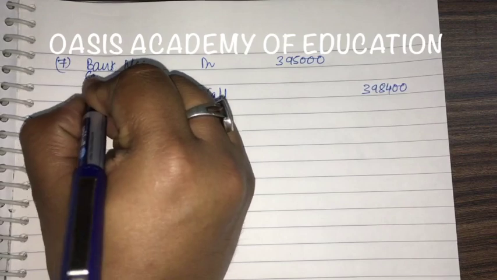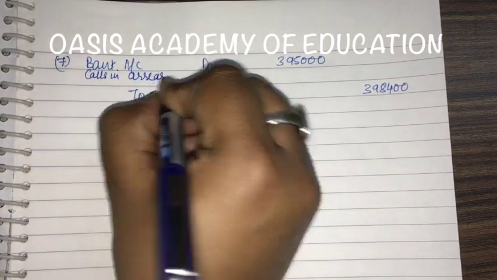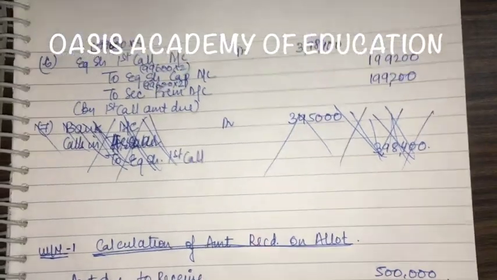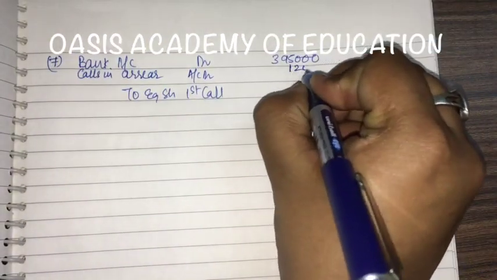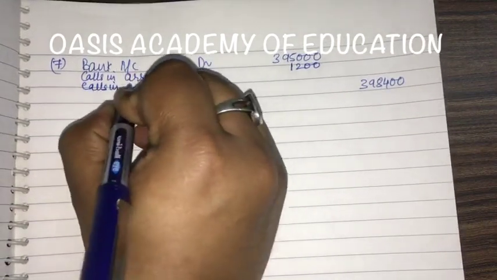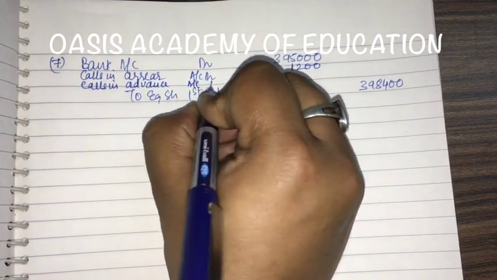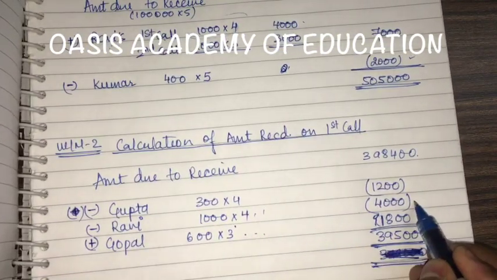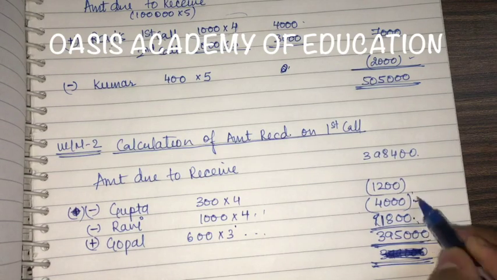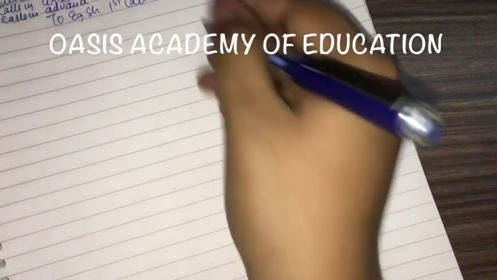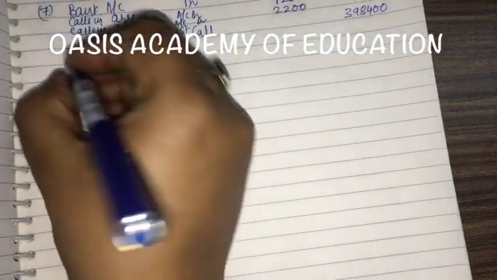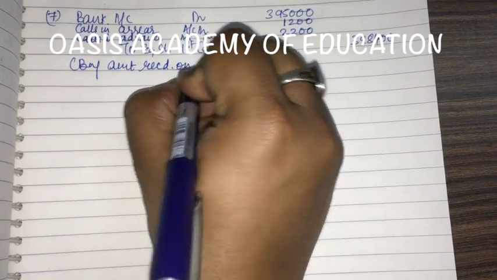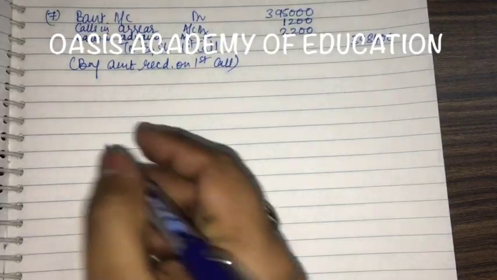Now, first thing that we are going to adjust out here is calls in arrear, that is of 1,200. The second thing that we are going to adjust out here is calls in advance. Right? Now calls in advance, how are we going to calculate the calls in advance? We know that 4,000 have already been received, an additional of 1,800. So we are going to find out the balance of the two, that means 2,200. That is what we have to adjust back, being amount received on first call. I hope you are clear till this point.